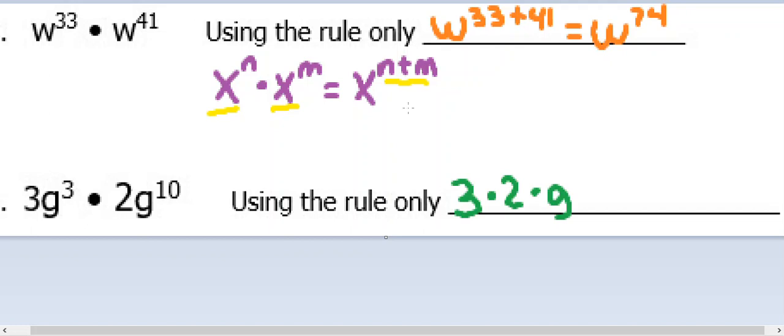And now using my rule, I know that I can add these 2 exponents together to get my final exponent. So my first exponent there is 3, and my second exponent is 10. So 3 plus 10. And when I simplify it, I can do 3 times 2, which gives me 6. And then now I can add my exponents, which will give me the base of g, and 3 plus 10 is 13.